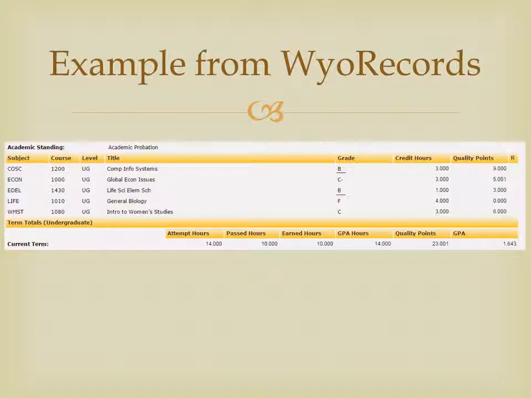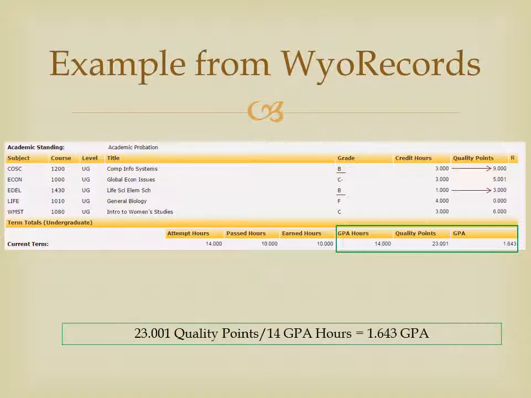Now, this is a great example to see that it's weighted by credit hour, because one of these Bs was in a 3 credit hour class and one was in a 1 credit hour class. And if we look over to the quality points column, we see the difference. That B in the computer class gets 9 quality points, where that B in the life science class only gets 3. And so then we add all those up, and we see that this student had 23.001 quality points, 14 GPA hours. We can do that arithmetic, and we see that's a 1.643.